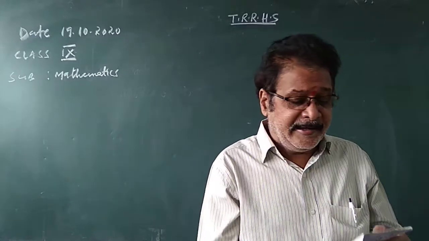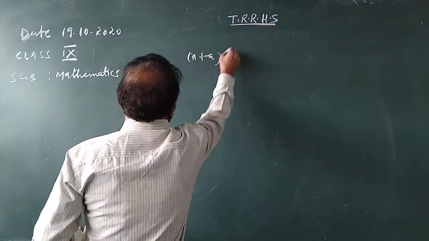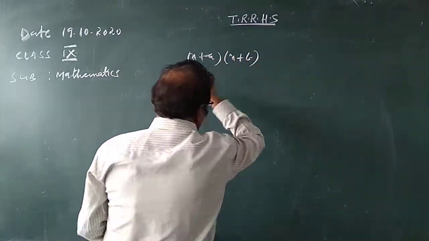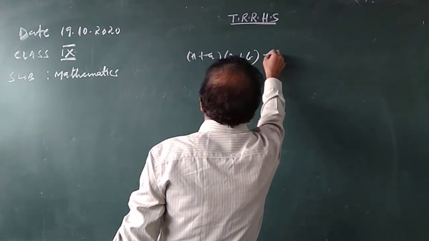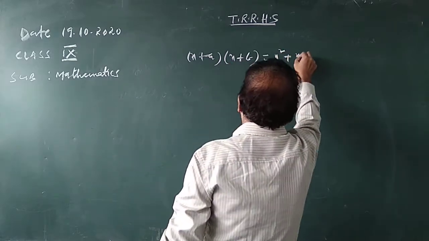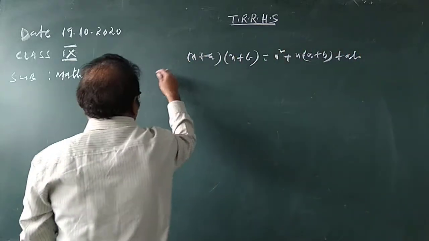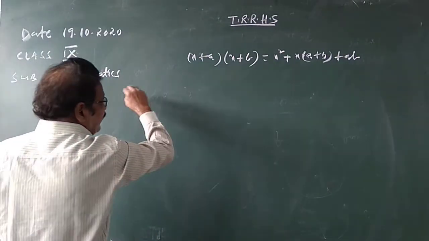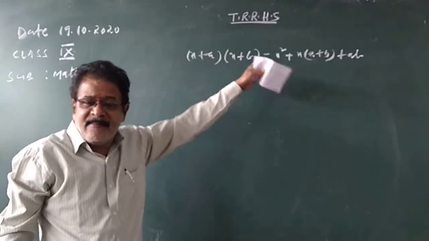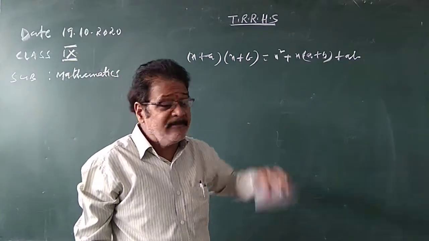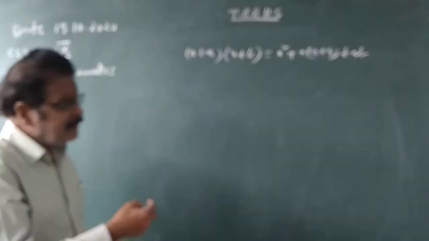So you know the identity (x+a)(x+b). Anything in this form, we can write its expansion: (x+a)(x+b) equals x² + x(a+b) + ab. So let us see the problem on this. Find the product of (x+a)(x+b). The product is x² + x(a+b) + ab. When the x coefficient is 1, we can apply this directly.